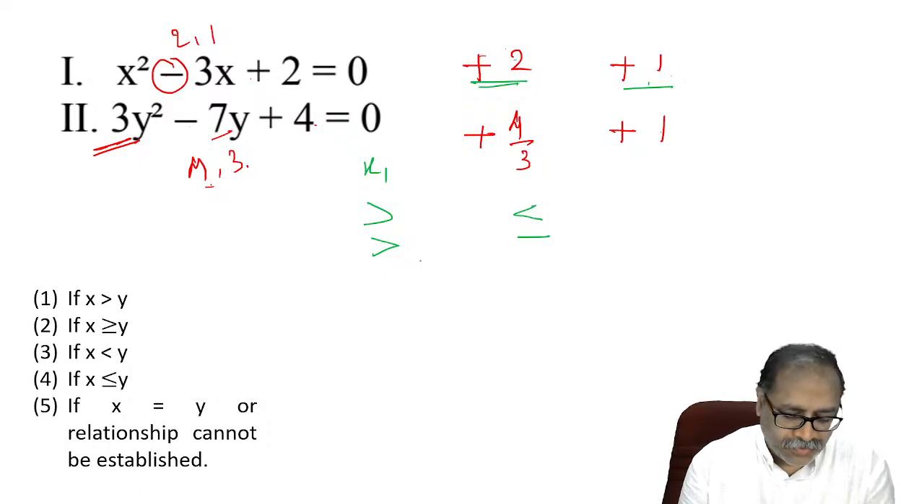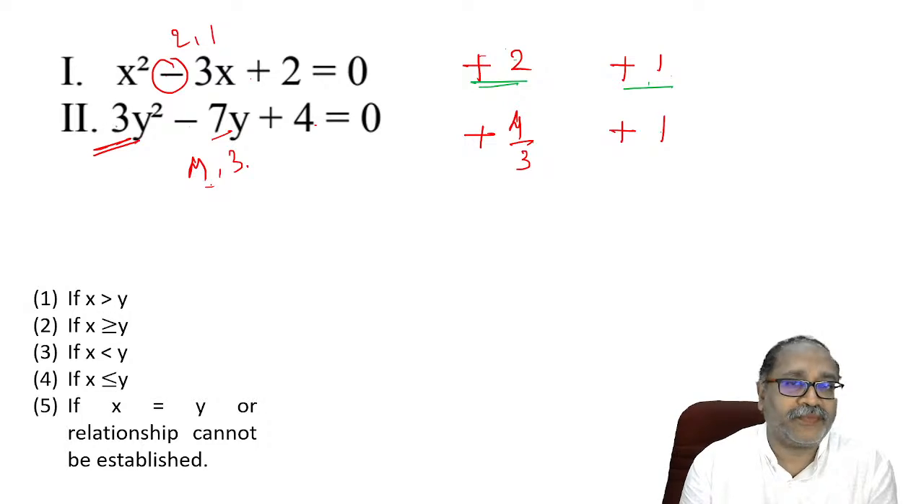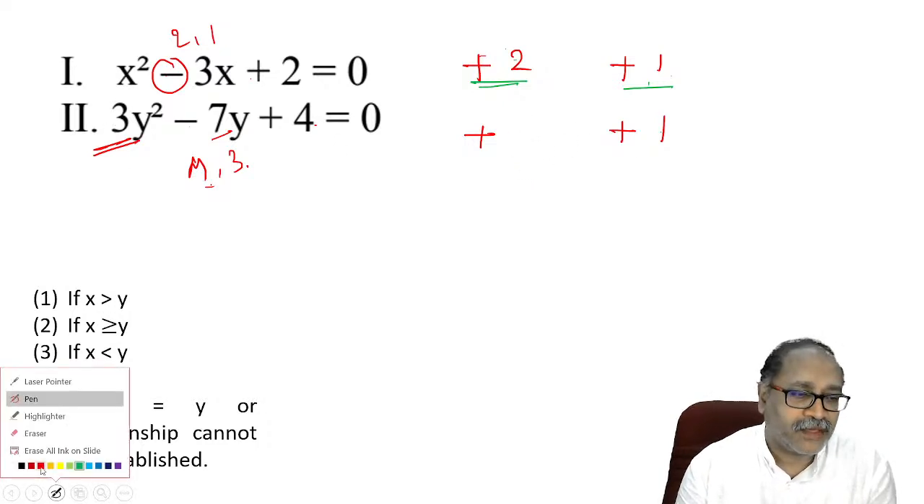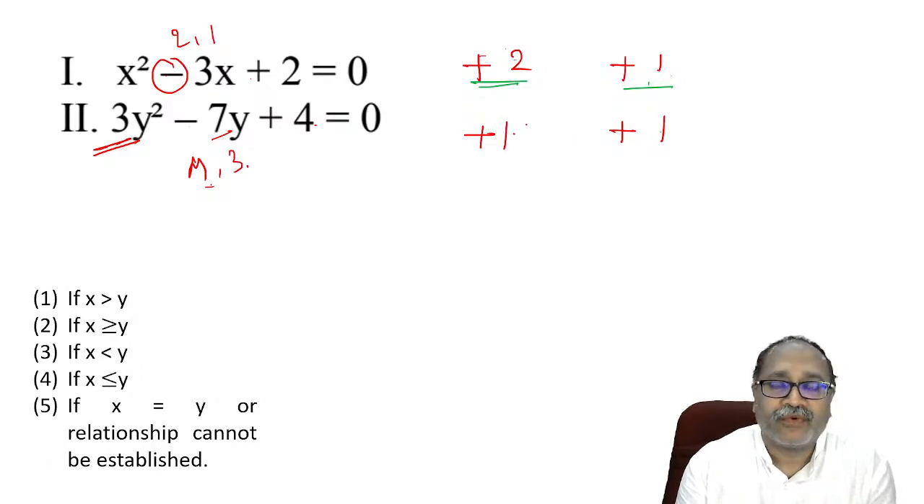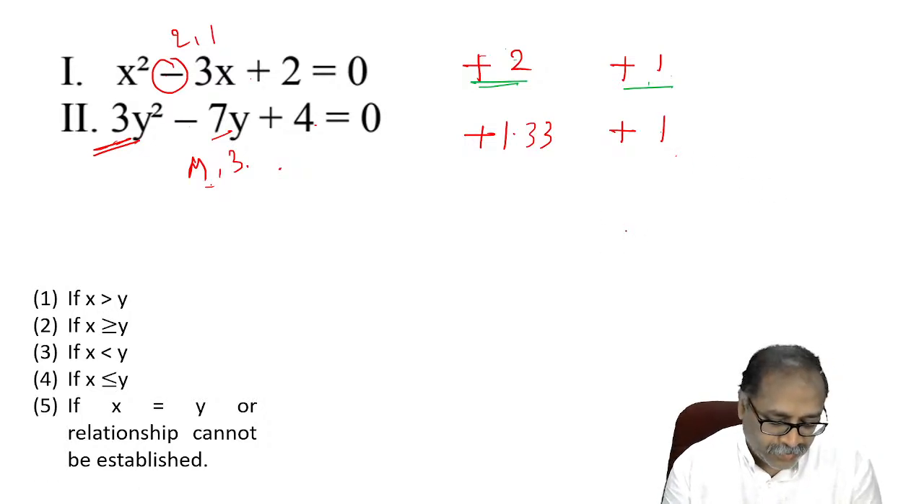Why option C here? I don't understand. That's 4 by 3. This value is 1.33, and this is 3 by 3, and the 3 by 3 is 1. 4 by 3 कैसे आया अमन?